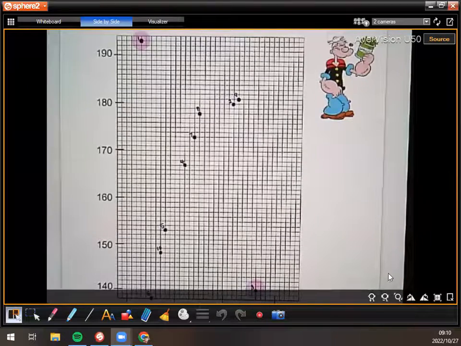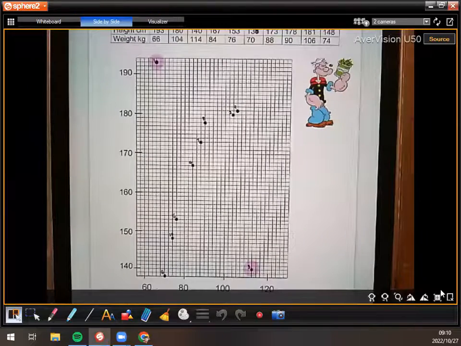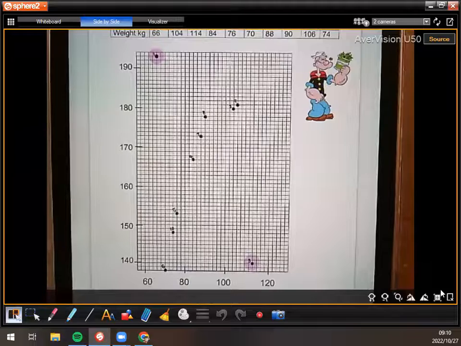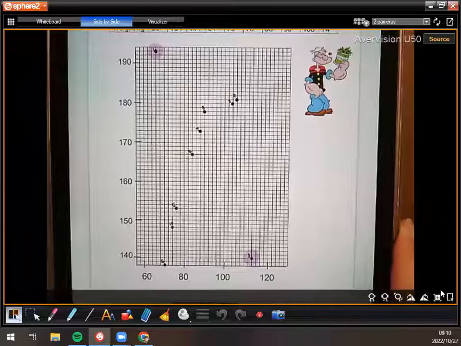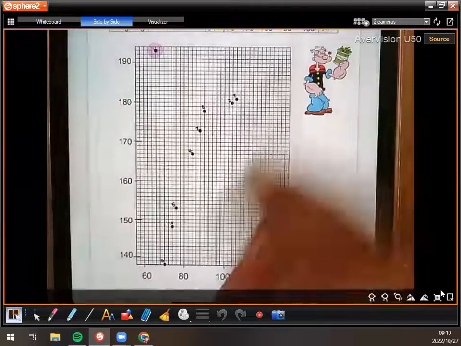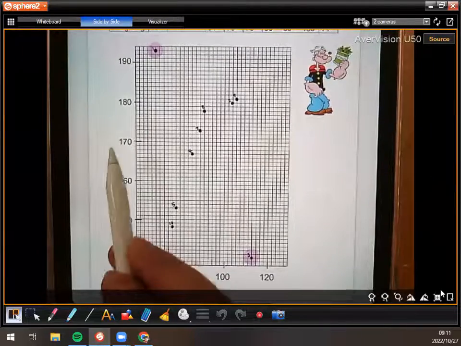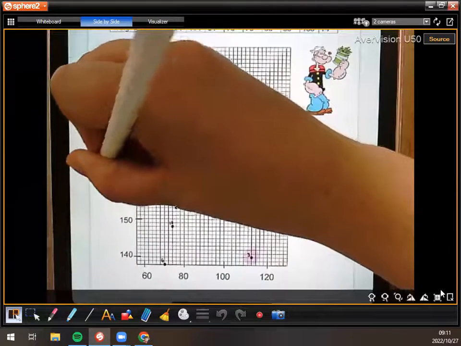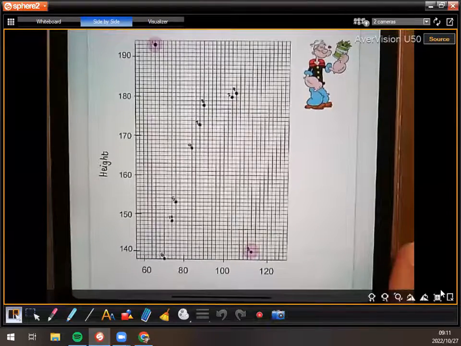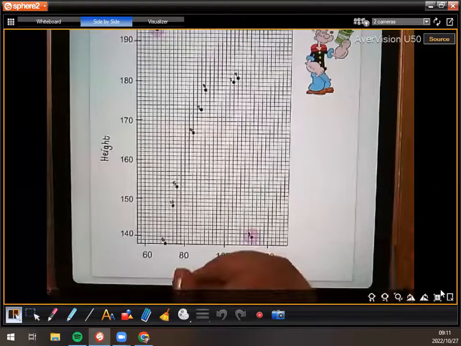Let me zoom out a bit. Okay, guys, this one you have to follow points. So what I didn't like about this question is they didn't actually tell us what value was on which axis, right? But if you look at the numbers, you could figure it out. So on the y-axis we have height. So if you just add height there, and then on the bottom axis, the x-axis, it was weight.